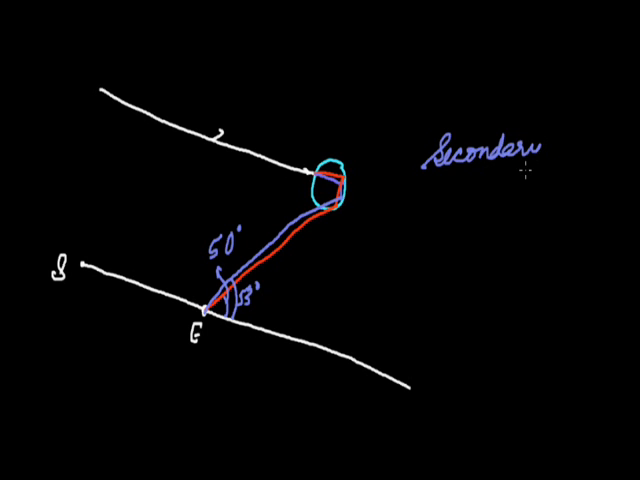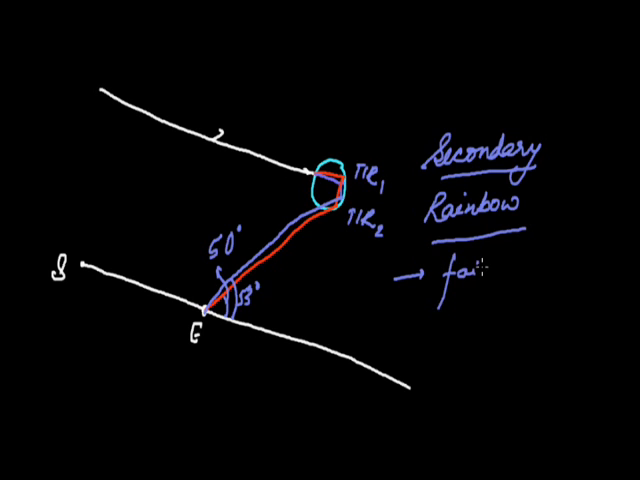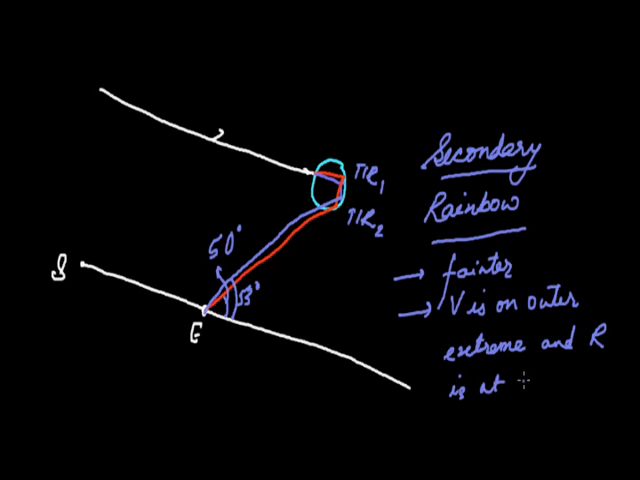What is different in the secondary and primary rainbow is that here the violet color is on the outer extreme and the red color is in the inner extreme. Because there are two TIRs in the process, that is, two total internal reflections, there is more absorption of the light intensity, and that's why it is fainter than the primary one. That is one thing: it is fainter. Second thing: violet is at the outer extreme and red is at the inner extreme. Two TIR. So these are the major differences which distinguish the secondary rainbow from the primary rainbow.